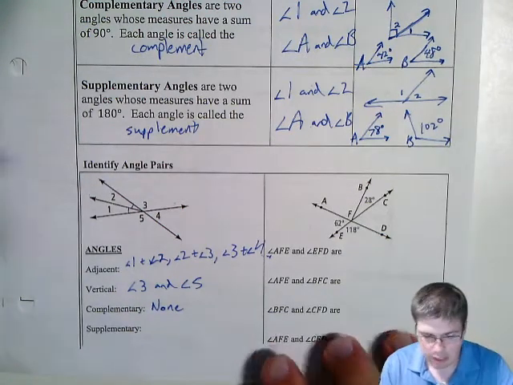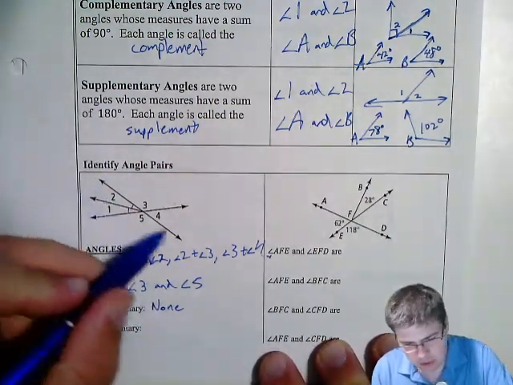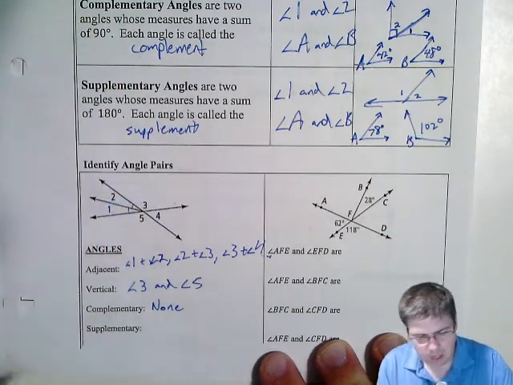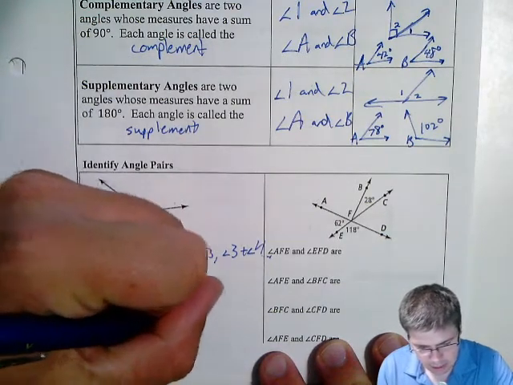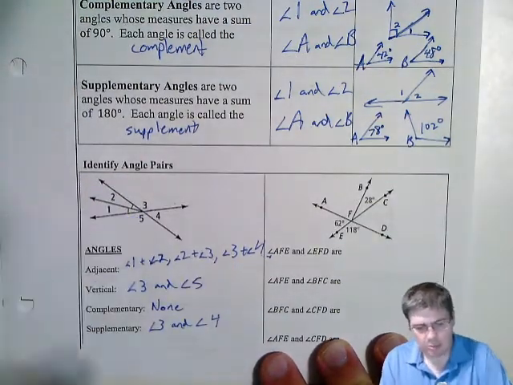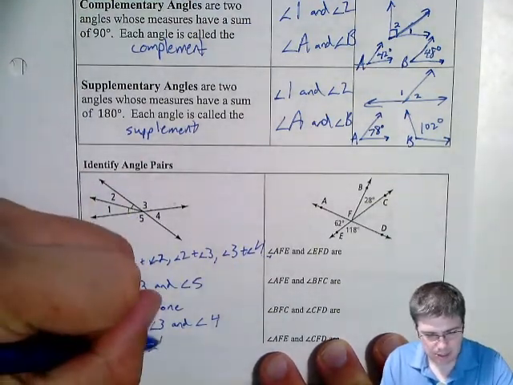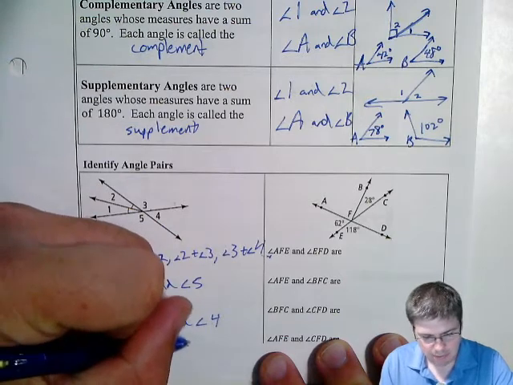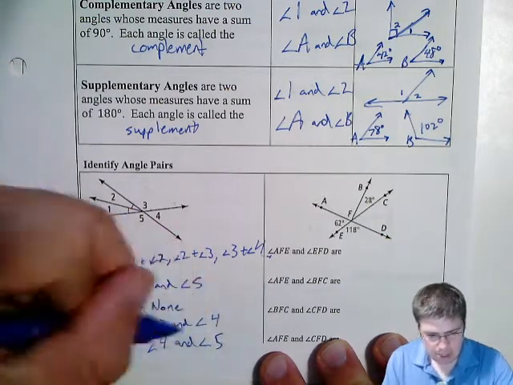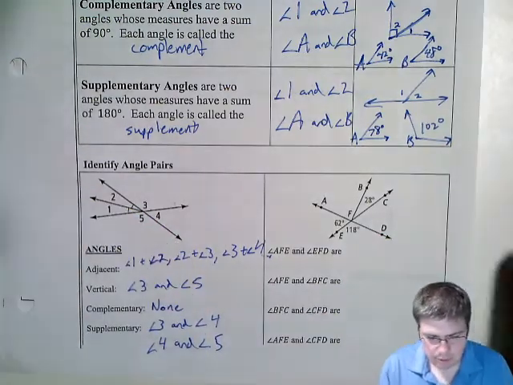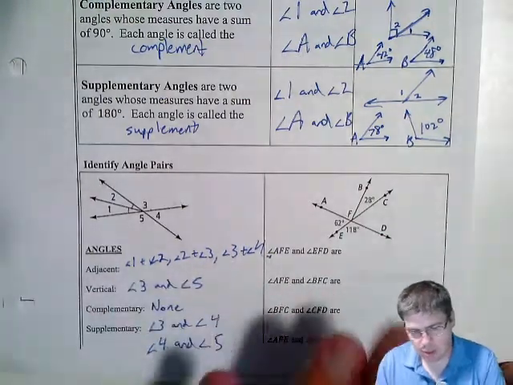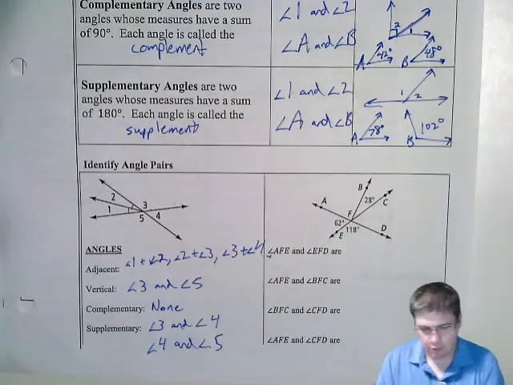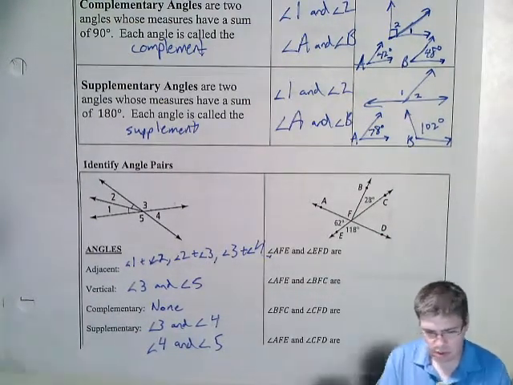But supplementary, we could say we have a straight line here, 3 and 4. Angle 3 and angle 4 are supplementary. They would add up to 180 degrees. And then we could say the same thing about angles 4 and 5. Those angles are supplementary as well, those pairs. And that's that. So then over here, we're going from example angles to their definitions.